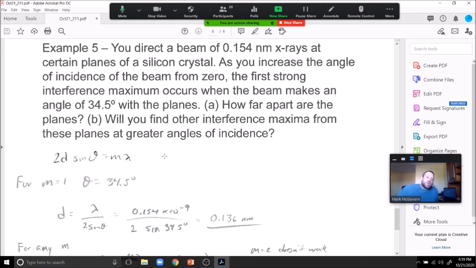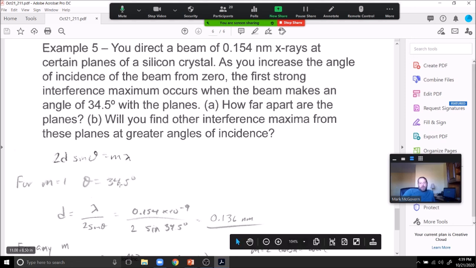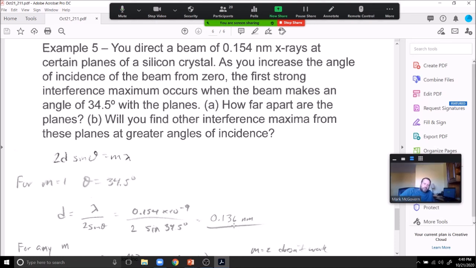All right, so the equation we work with is 2d sine theta equals m lambda. We'll just go with m equals 1 to start. We put in a value for lambda, which is 0.154 times 10 to the minus 9. We put in our angle that we're given here, and we get out a distance of 0.136 nanometers. So at this particular angle that things are reflected off of, the separation between the atoms there is 0.136.